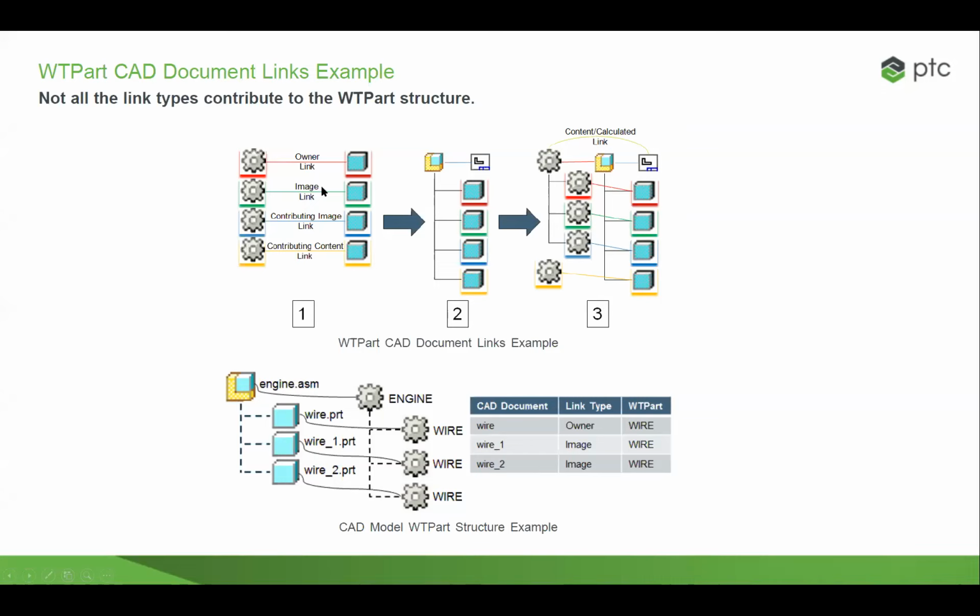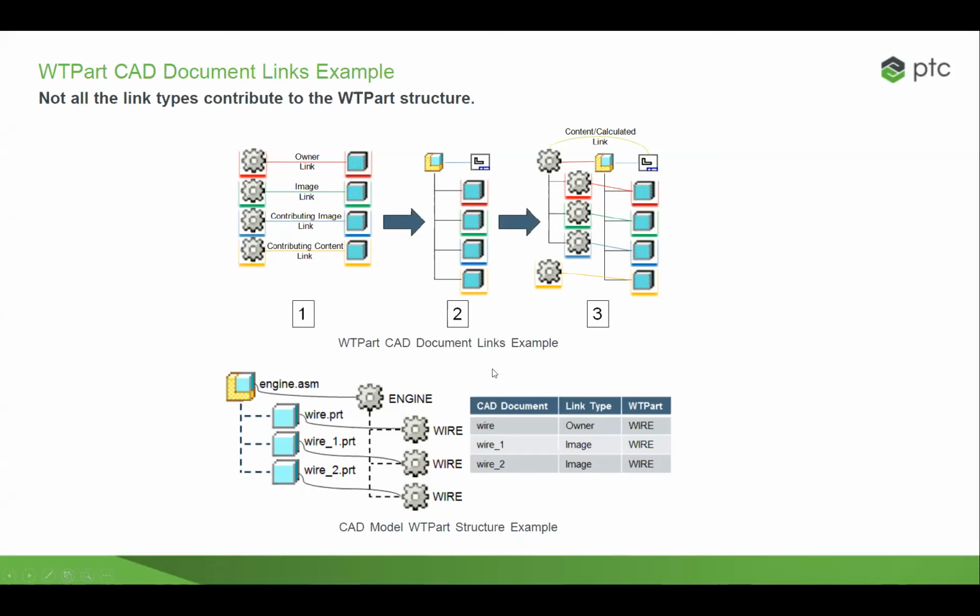The parts which do have image, contributing image, and owner do appear in the structure, whereas the contributing content link here doesn't appear in the structure because such a link doesn't contribute to the structure. Meaning that if this CAD model has such a link with the part, it will never appear in the structure here when the structure is built from the CAD.